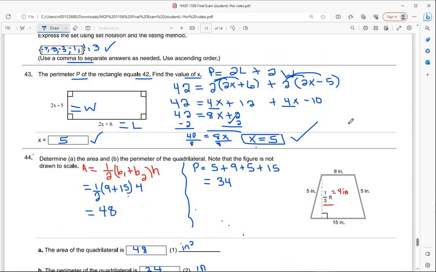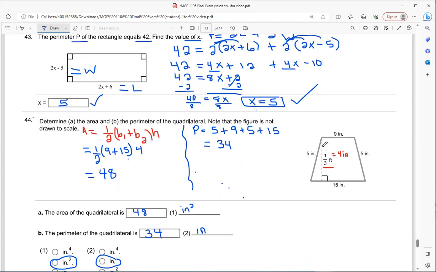For 44, we have a trapezoid here. In that trapezoid, you notice that the lengths around the trapezoid, the bases, are all in inches, but the height is given to us in feet. So we first need to convert that height to inches. There are 12 inches in a foot, but we don't have a whole foot. We have 1/3 of a foot. So we take 12 and divide it by 3. That gives us 4 inches for the height.